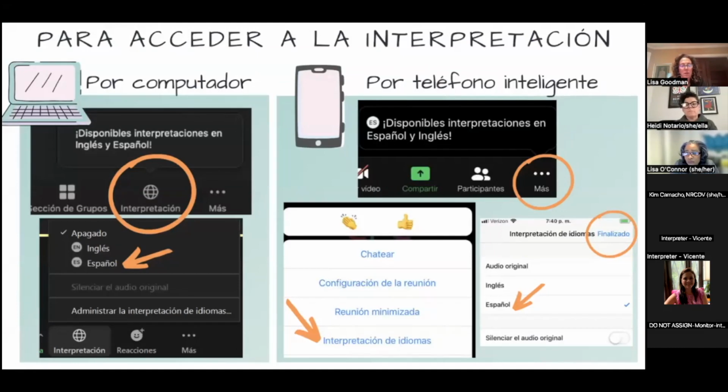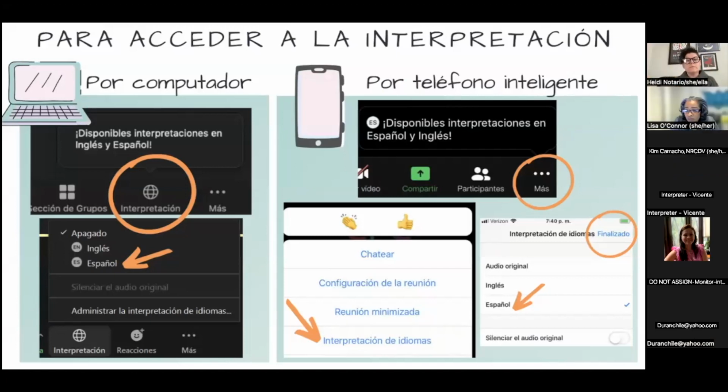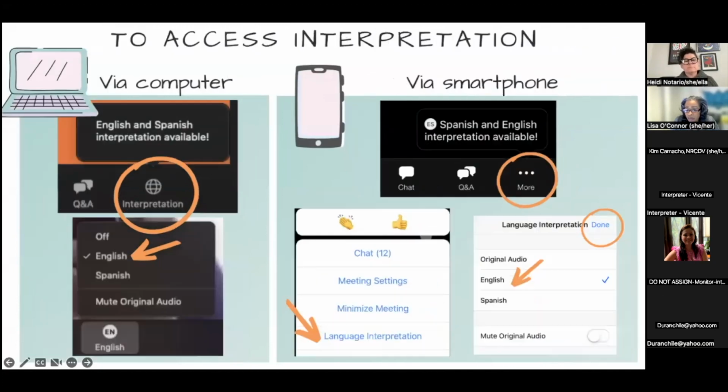If you are on a computer, please find an icon that looks like a globe at the bottom of your screen where it says interpretation. Please press that globe and then choose English. If you are not fully bilingual in Spanish and English, we invite you to follow these steps, because if someone speaks in Spanish, you're not going to understand. But if you choose to use the interpretation channel, you will hear the interpreter telling you what the person is saying.